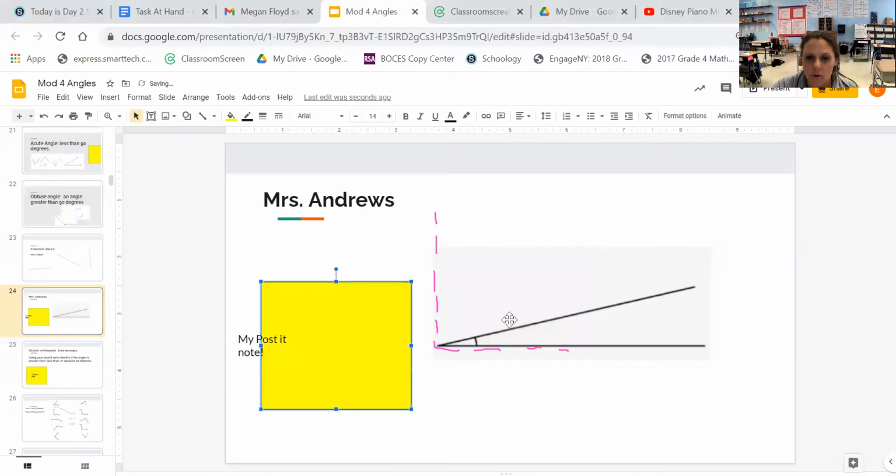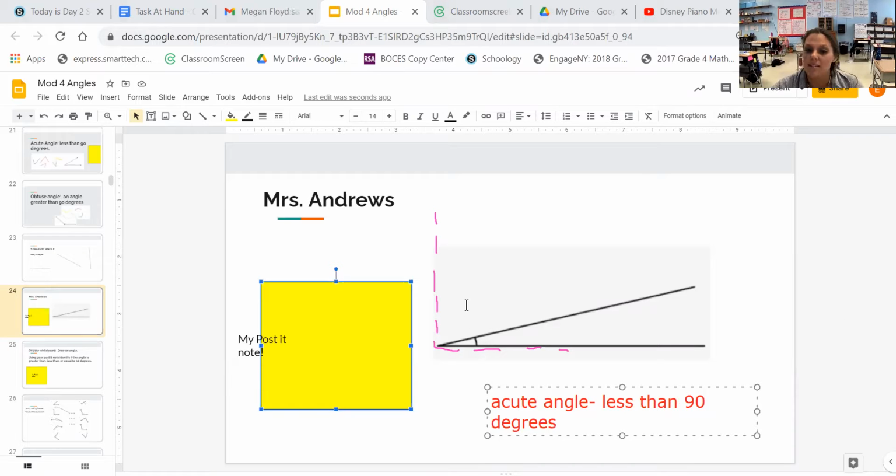So I'm going to move my Post-it note. I can immediately look and see, okay, is this line lined up with my 90-degree angle? No way. So is it smaller or is it greater? That's what we need to identify. And I can tell that it's smaller. It's not a very big angle. It's less than 90. Therefore, I know that this is an acute angle, less than 90 degrees, because it's smaller than 90 degrees. I didn't use a protractor, my friends. I just used a piece of paper.